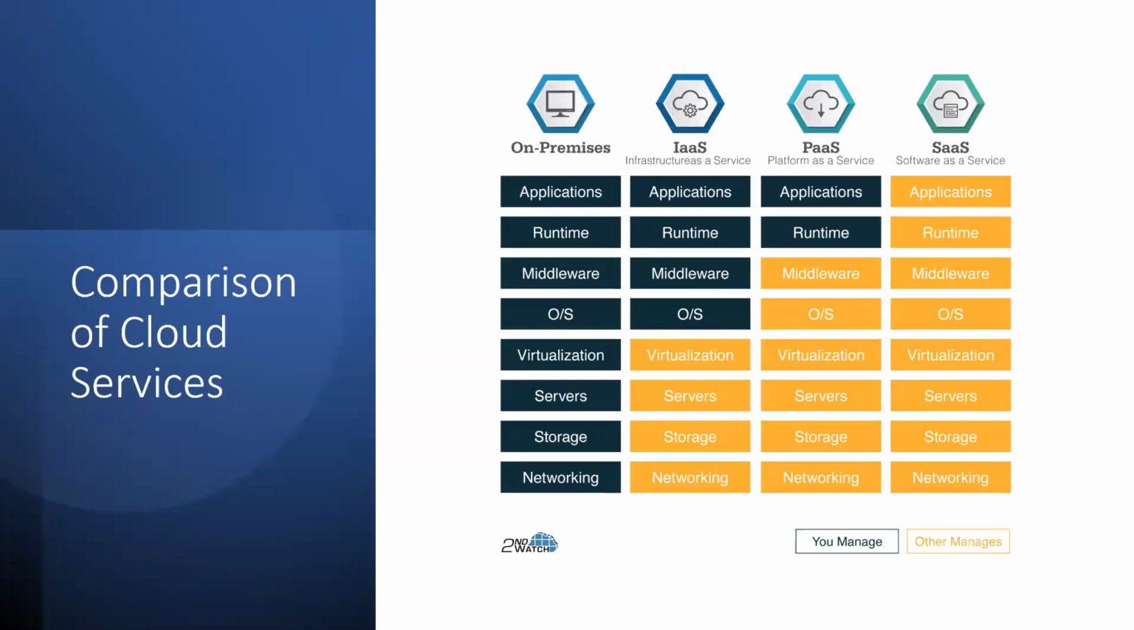As you can see here, everything marked in black is managed by you. When you talk about on-premises, yes, you have to manage the entire thing, maybe the infrastructure, maybe the platform, creating your application and so on. In case of IaaS, you get virtualization, server, storage, and networking. So for the rest of it, your platform and the application, you have to take care.